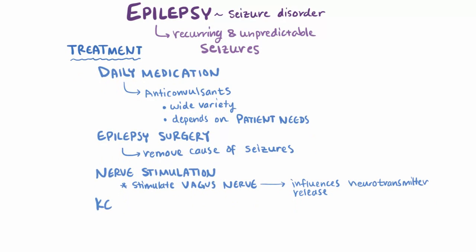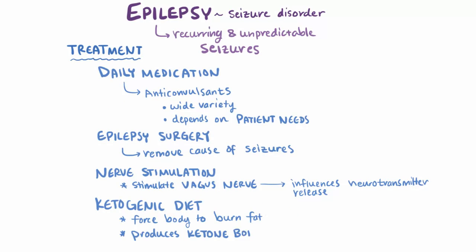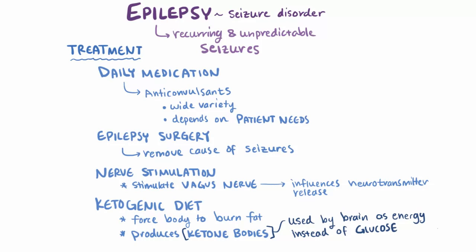Also, patients might adopt a ketogenic diet, which is a diet that forces the body to burn fat instead of carbohydrates, which produces ketone bodies, which are then used by the brain as an energy source instead of glucose. Although many hypotheses have been suggested for why this seems to reduce seizures for some patients, the exact mechanism isn't very well understood.